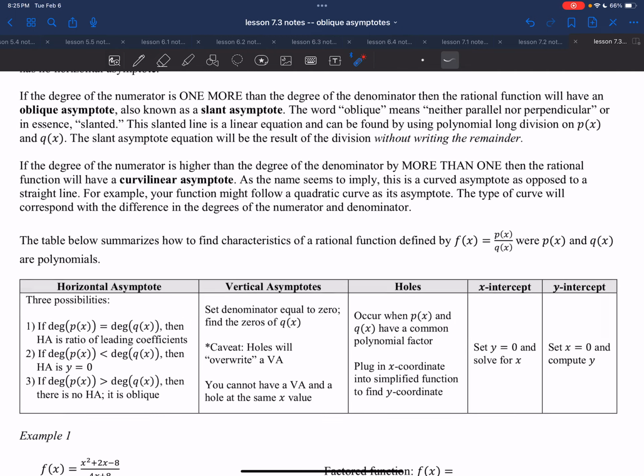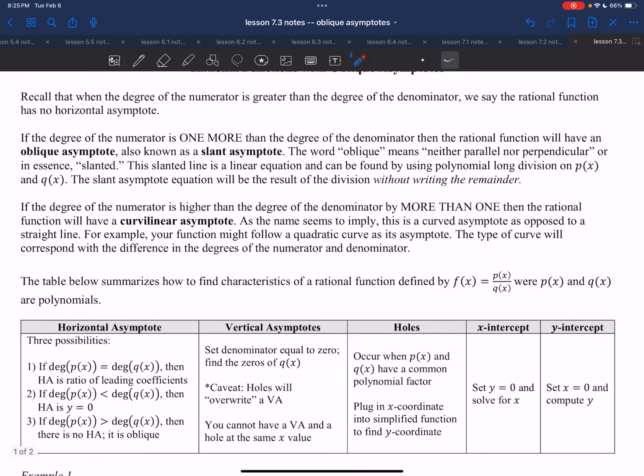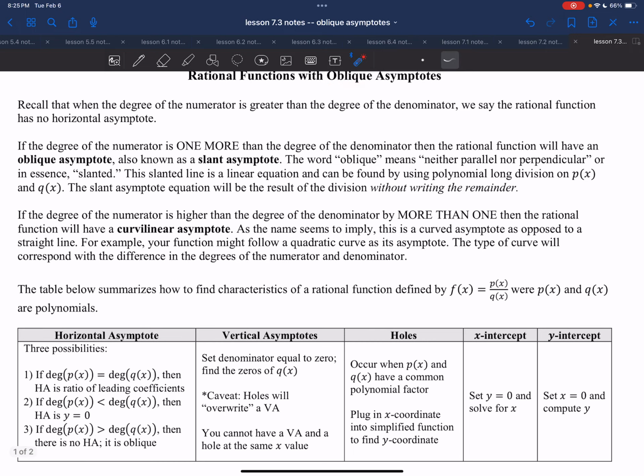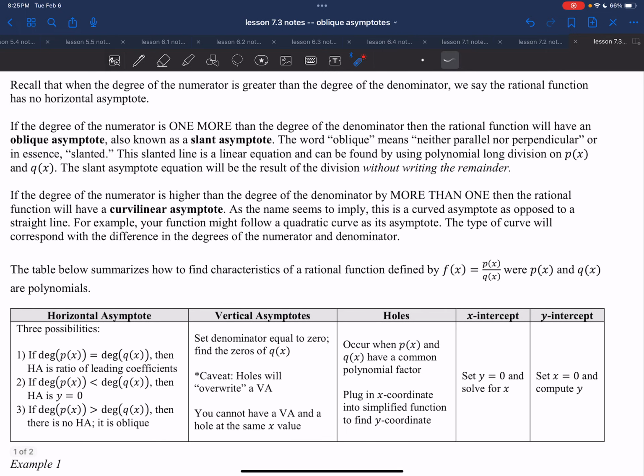So a few specifics to get out of the way. We're going to talk about this word oblique. So first of all, what does oblique mean? It means neither parallel nor perpendicular. If I had an x-axis here and a y-axis here, then parallel would be a horizontal line, and perpendicular to the x-axis would be a vertical line. That's vertical and horizontal asymptotes. So what does it mean to be not parallel or perpendicular?